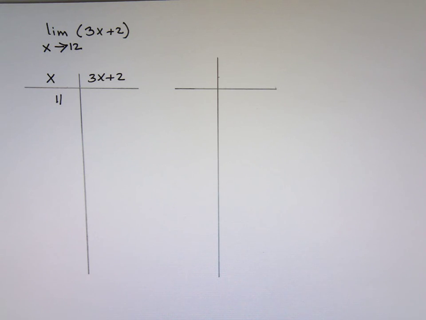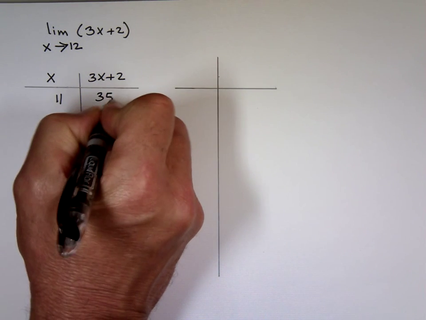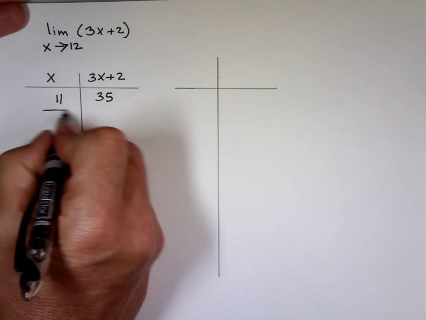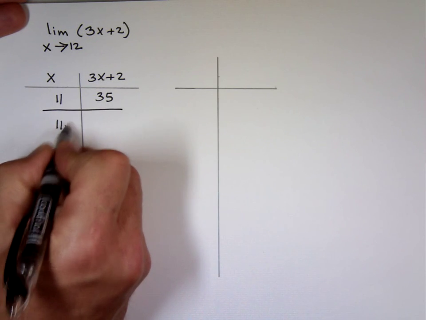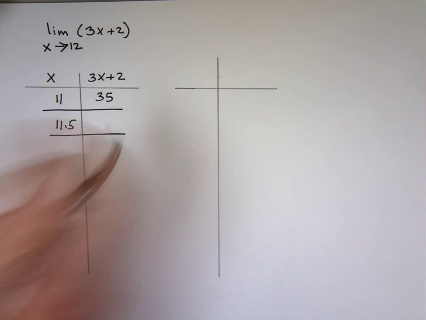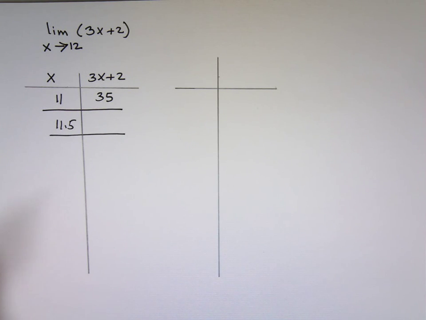Here we go. Let me just do this. What was that? 3x plus 2, right? The problem? Okay. When x is 11, I get 35. Let's get closer to that 12. 11 is far. How about 11.5? I got 36.5.